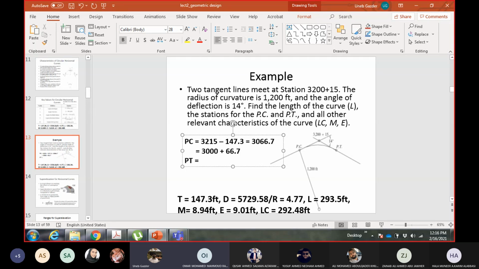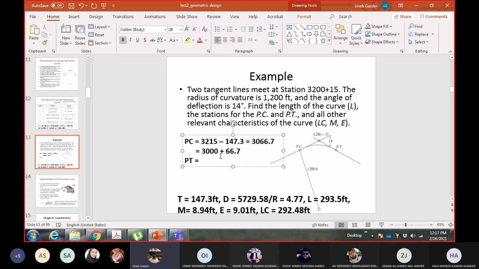Doctor, I have a question. The distance between one station and the other is 100 feet? Yes, 100 feet. Okay. Thank you. So 3000 means 3000, right?